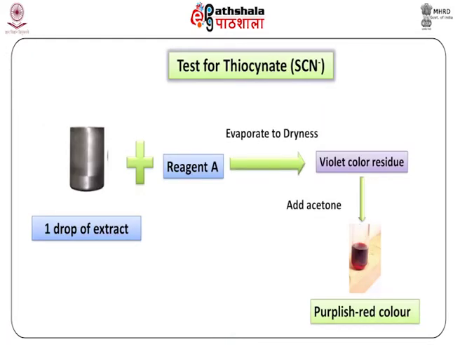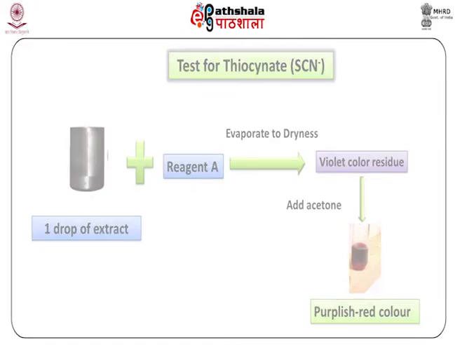Test for thiocyanate is carried out by mixing 1 drop of the test solution in a microcrucible with a very small drop of reagent A and then evaporating it to dryness. The residue will be of violet color if thiocyanate is present, and the color fades away slowly. Blue or green color is obtained when drops of acetone are added to it.